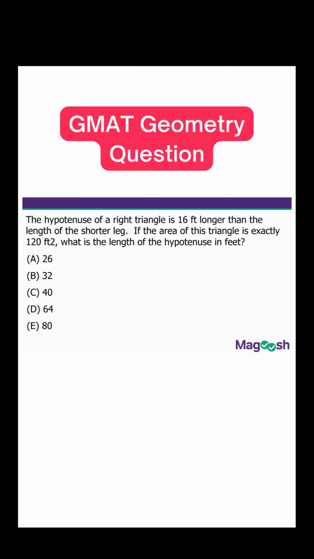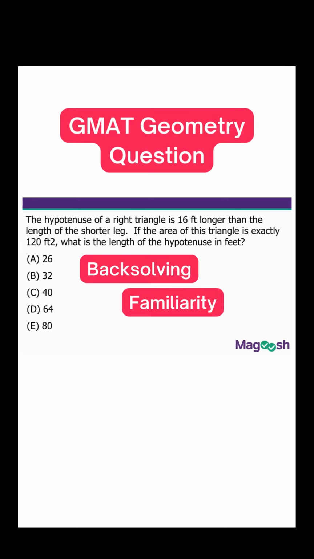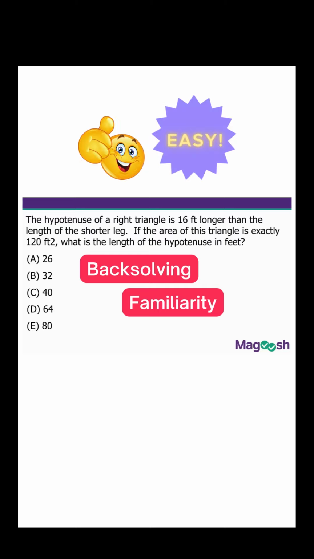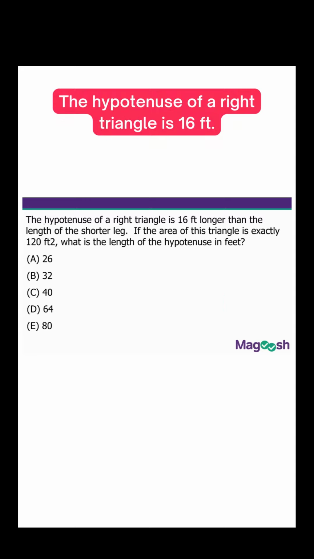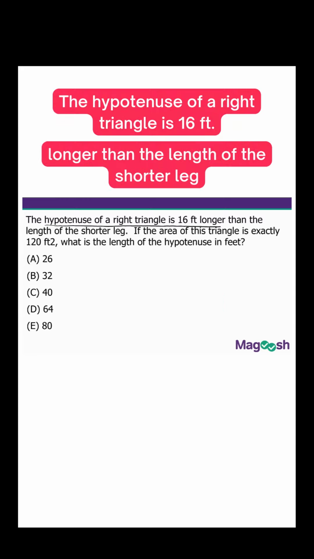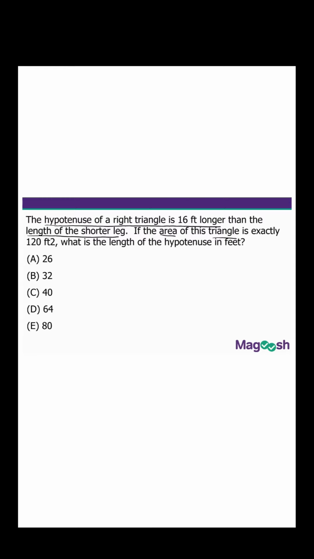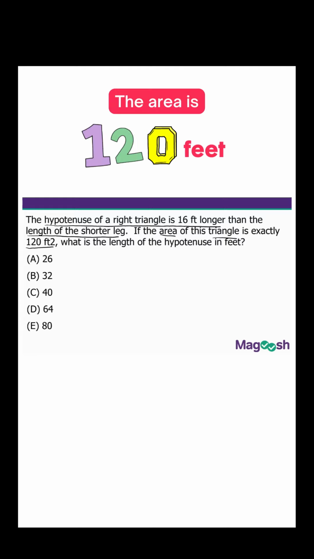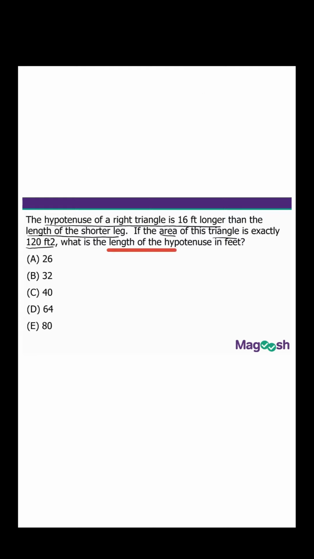Let's check out how back solving and familiarity with the relationships that test writers love make this GMAT geometry question a little bit easier. Here's what we know. The hypotenuse of a right triangle is 16 feet longer than the length of the shorter leg, and the area of this triangle is exactly 120 feet squared. Now the thing that really matters, our goal, is to determine the length of the hypotenuse in feet.